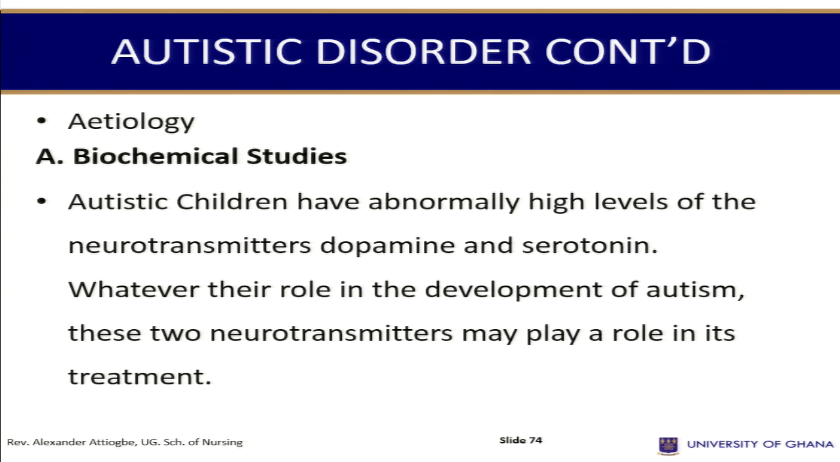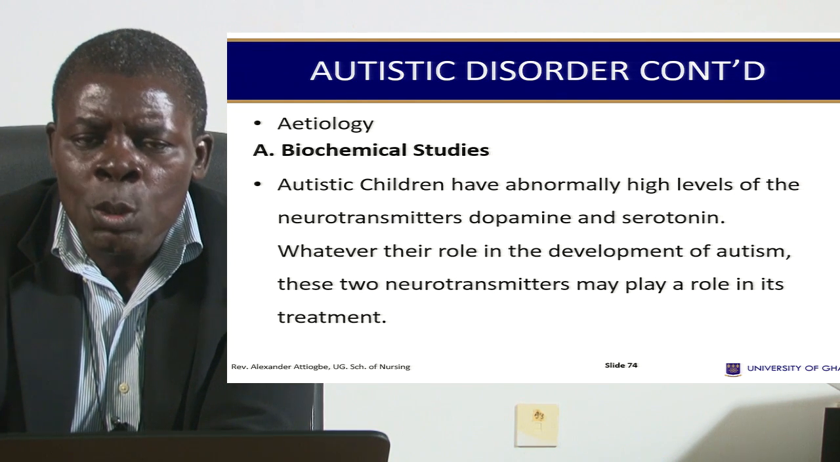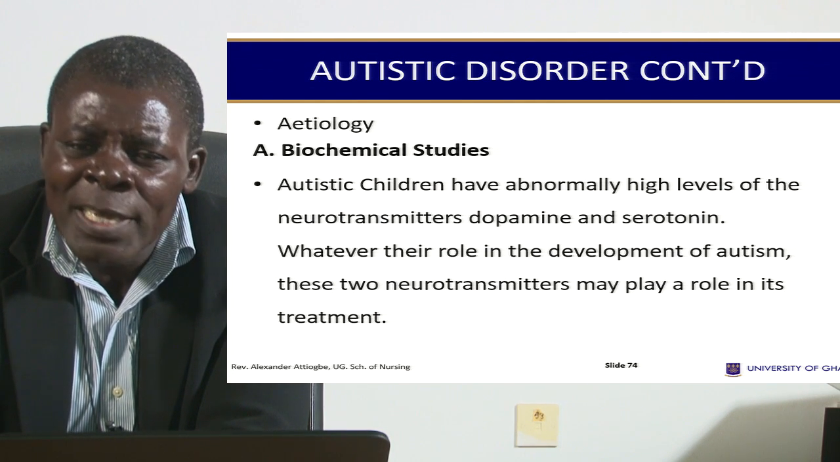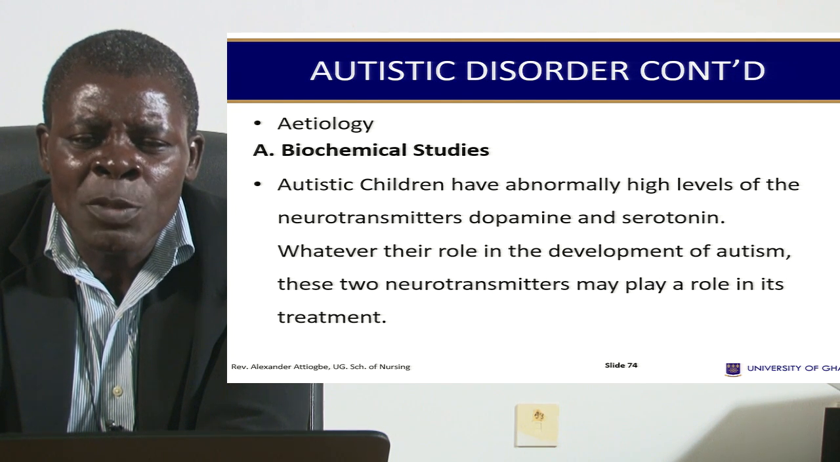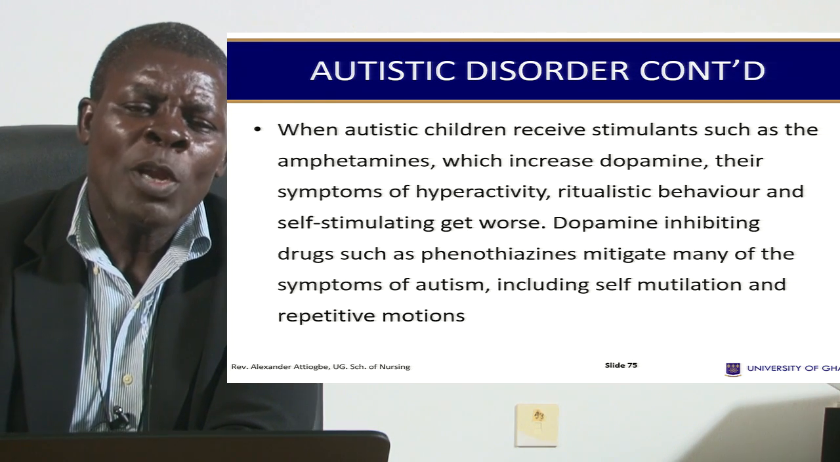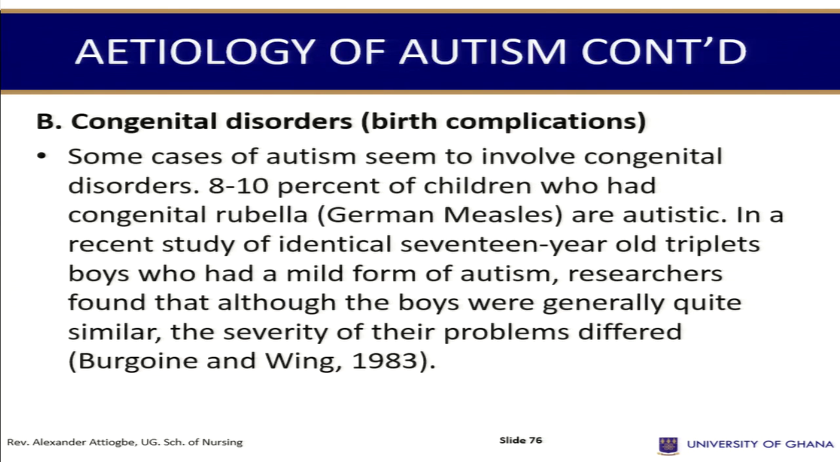Biological studies. Autistic children have abnormally high levels of the neurotransmitters dopamine and serotonin. What about their role in the development of autism? These two neurotransmitters may play a role in its treatment. When autistic children receive stimulants such as the amphetamines, which increase dopamine, their symptoms of hyperactivity, ritualistic behavior, and self-stimulating behavior get worse. Dopamine-inhibiting drugs such as phenothiazines mitigate many of the symptoms of autism, including self-mutilation and repetitive motions.